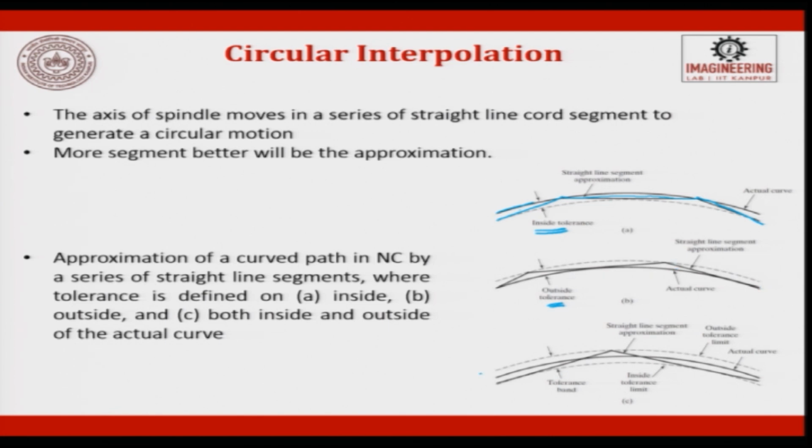So, you have a tolerance band. This is the tolerance band, which is inside tolerance plus outside tolerance put together. So, the more segments, the better the approximation. In circular, we have a start point, end point, center and a radius. So, you are able to discretize into several points.